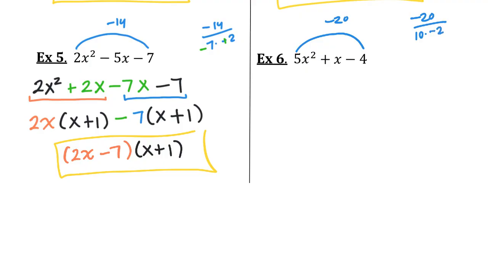What am I adding up to? I'm adding up to 1x. 10 minus 2 is 8x. That's no good. 5 times minus 4. 5 minus 4 is 1. Okay, that one can work.